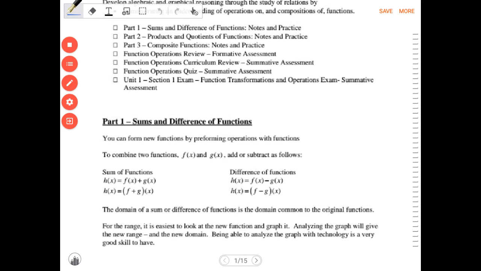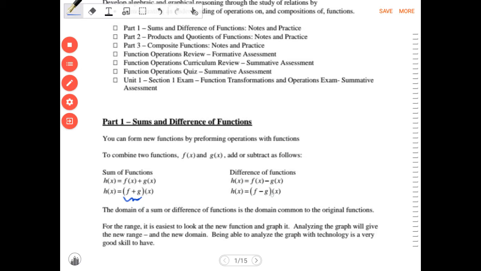Part 1, Sum and Difference of Functions. You can form new functions by performing operations with functions. To combine two functions, f of x and g of x, we can add or subtract as follows. If we want the new function h of x to be f of x plus g of x, we can write it that way. Or one other notation is to write f plus g of x. So we can combine those two and it's all good.